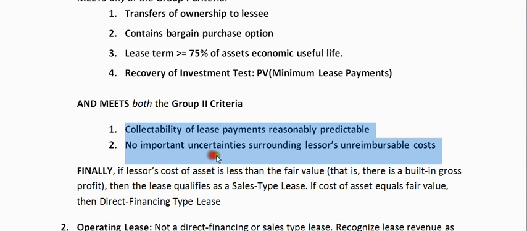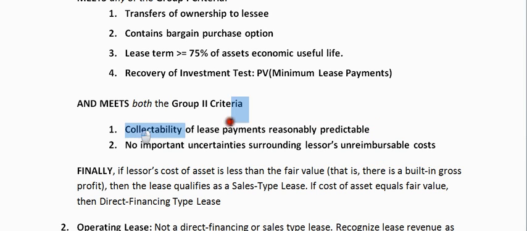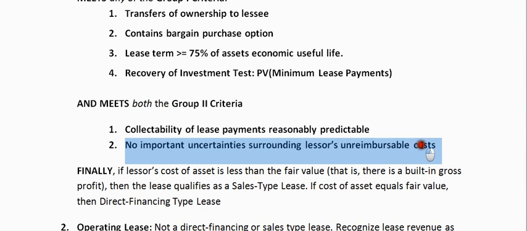Conceptually, why do we have Group 1 and Group 2? Well, the lessor is recognizing a lease receivable. If you recognize a lease receivable, you have to be able to collect the payments or expect to collect the payments. That's the first one here. And if you're going to demand the payments, you should be able to provide the leased items. So if there's a lot of important uncertainties around their unreimbursable costs, then you're not going to recognize the receivable. So, for example, if you're leasing a nuclear power plant, which may seem ridiculous at this point in your business career, these types of transactions do happen.